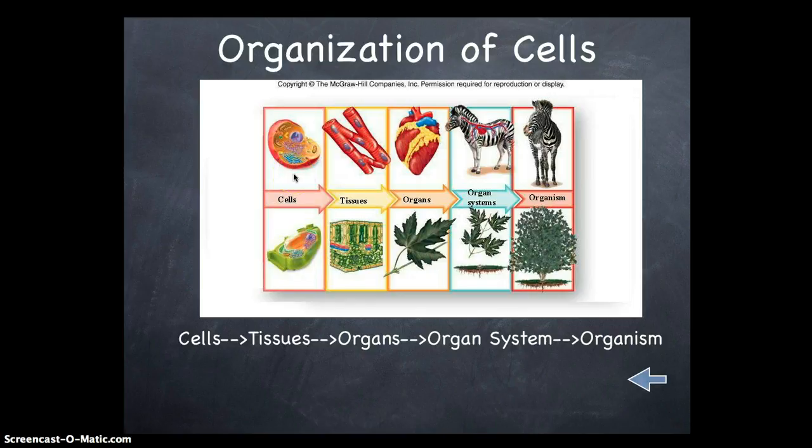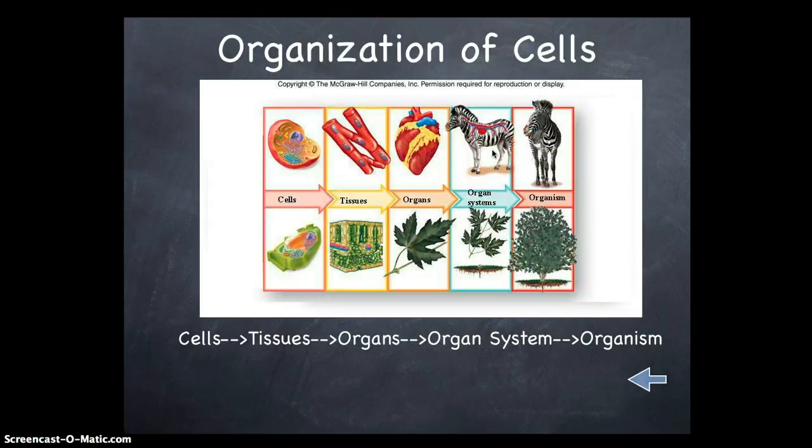We start with one muscle cell, which comes together to form muscle tissue, which contracts and twitches when the brain sends signals to it. Those muscle tissues come together to form organs. In this case, we have the cardiac muscle, the heart. And then that heart can join up with some other organs, like the veins and the arteries, to produce the circulatory system. That's an organ system.